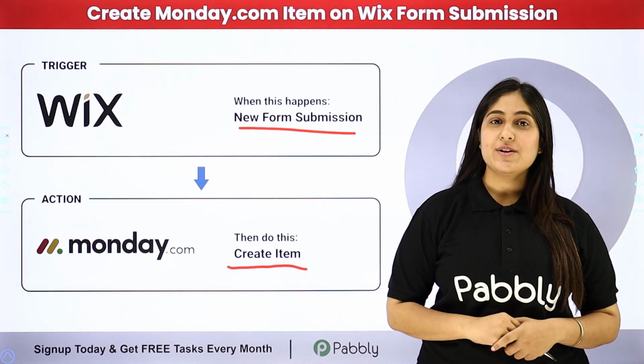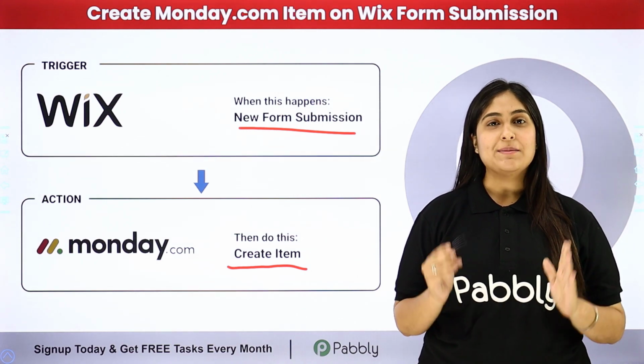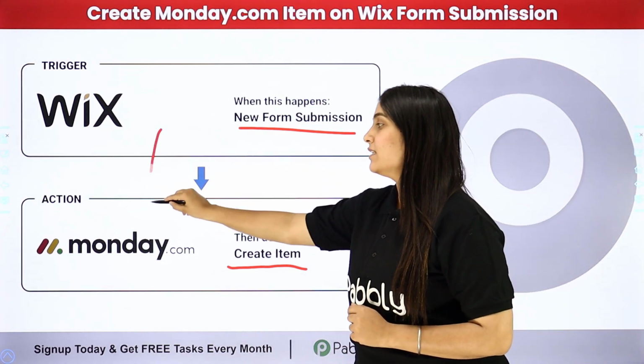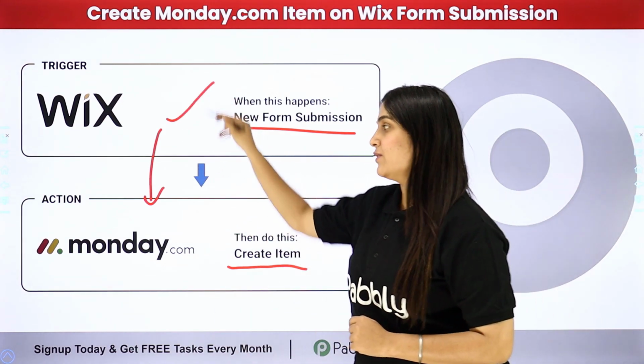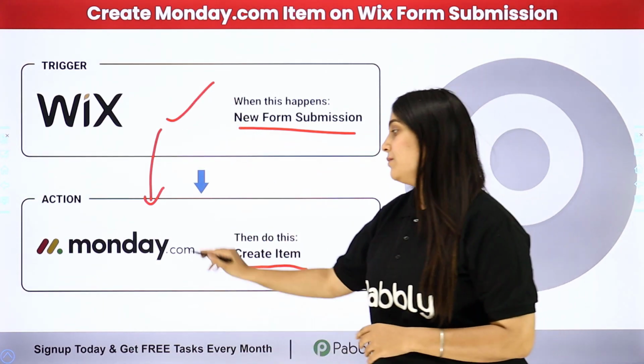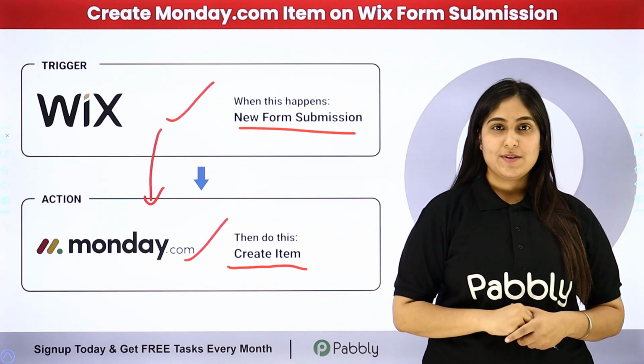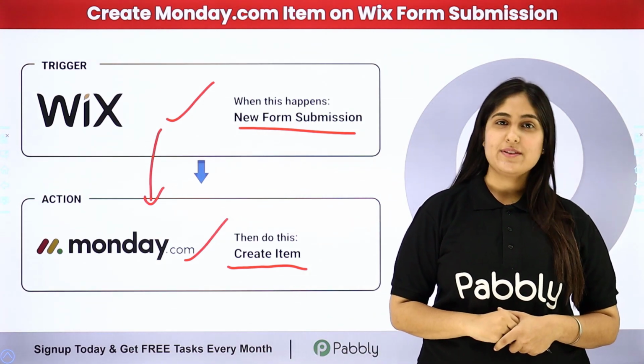So to automate this process, we will use an automation software named Pabbly Connect, in which we need to connect a trigger and an action. So in this process, our trigger application will be Wix Forms and our action application will be monday.com. So to learn this process step by step, let me take you to my screen.